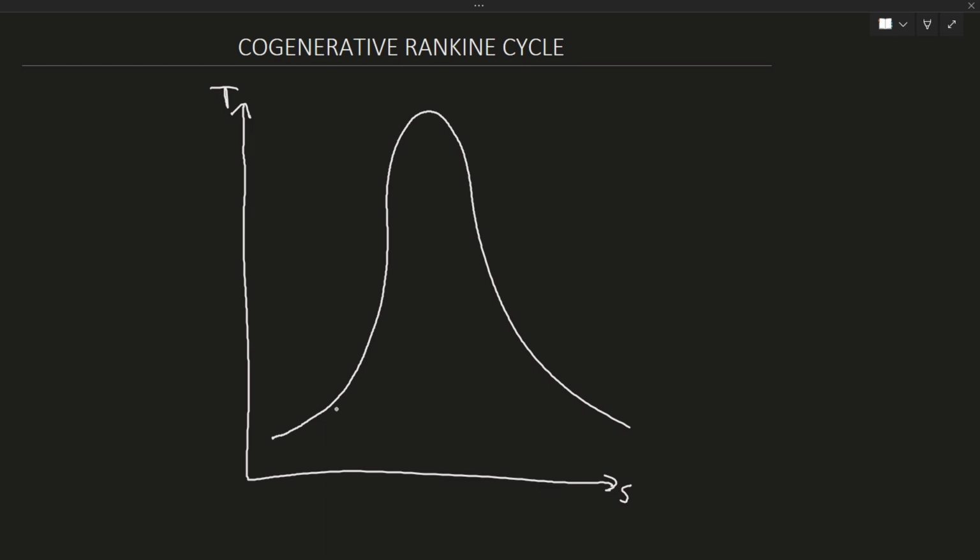Today we're going to learn the cogenerative Rankine cycle. I'm not going to draw the entire process with the boilers because you don't need to know that. What you do need to know is a TS diagram.